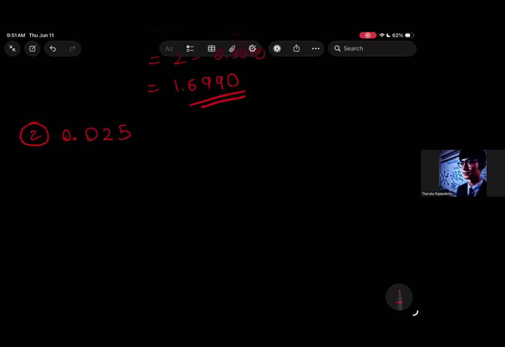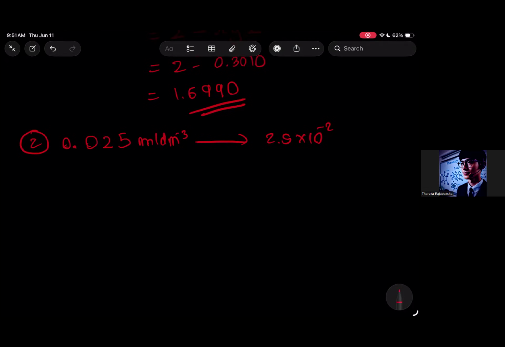Let's say 0.025 we want to convert. Here also we first of all write it in the scientific notation. Mole per cubic decimeter value, we are writing it as 2.5 × 10 to the power minus 2 mole per cubic decimeter. Now we want to convert this to pH. So pH is equal to minus log concentration of H plus.